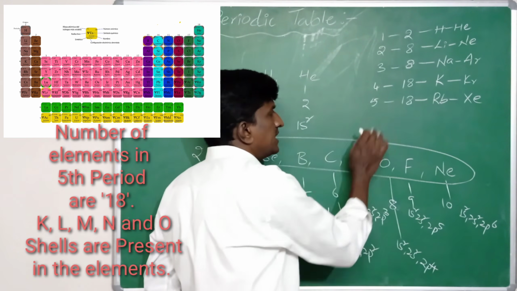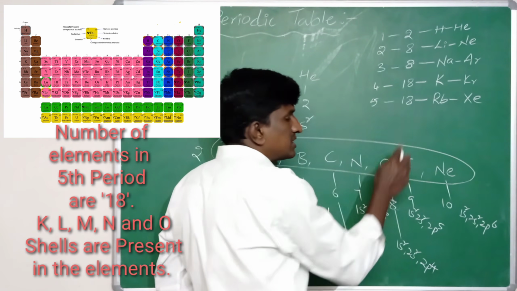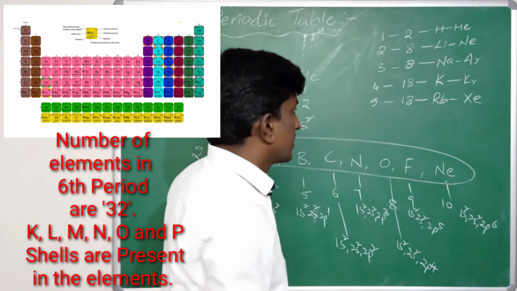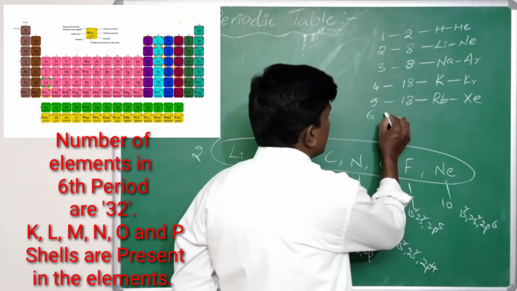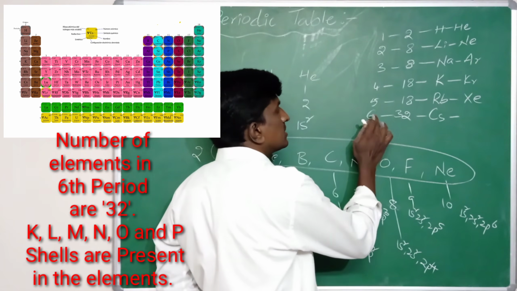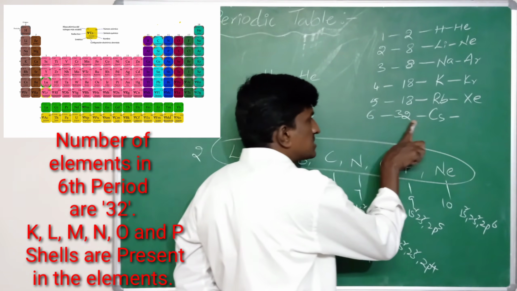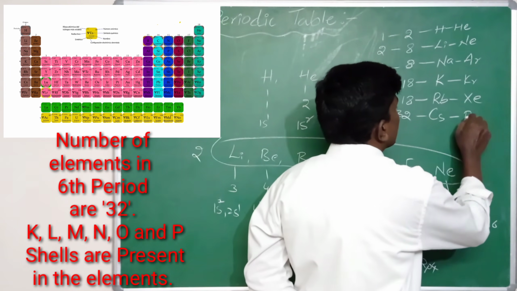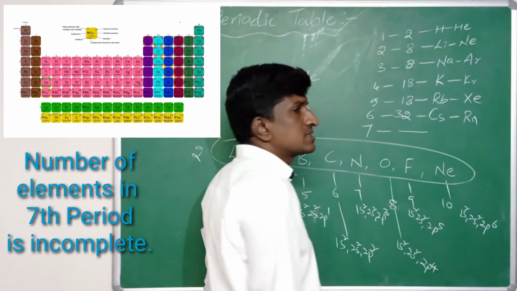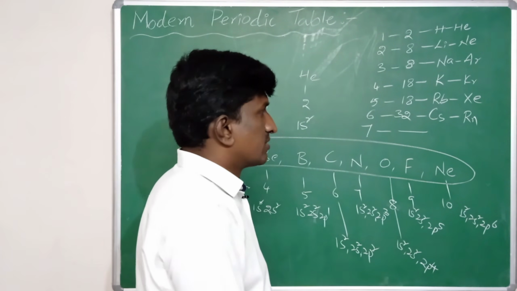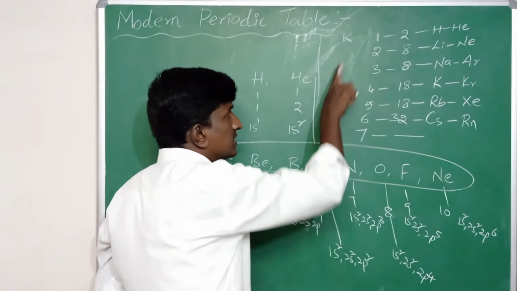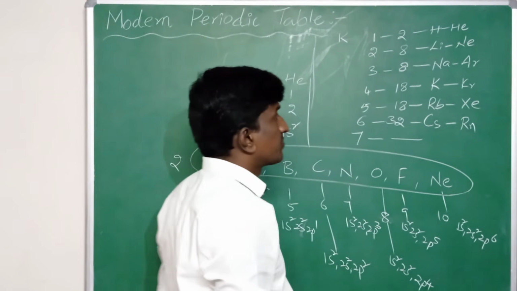xenon. Total 18 elements. In this, s block 2 elements and p block 6 elements, and d block elements are 10. The sixth period has total 32 elements from cesium to radon, and the seventh period is incomplete, because still some elements have to be discovered. So the elements of the first period have only one shell, the K shell, that's why they belong to the first period.